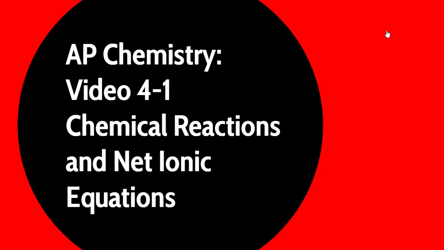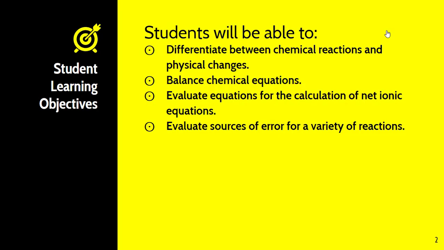We're going to be talking about chemical reactions this unit, and to just get us off to a really good start, we're going to start with just basic chemical reaction ideas and concepts, some stuff about net ionic equations, and representations of solutions, and representations of equations. So hopefully by the end of this video, you will be able to differentiate between chemical reactions and physical changes. You should be able to balance chemical equations, evaluate equations for the calculation of the net ionic equation, and also to be able to evaluate sources of error for a variety of reactions.